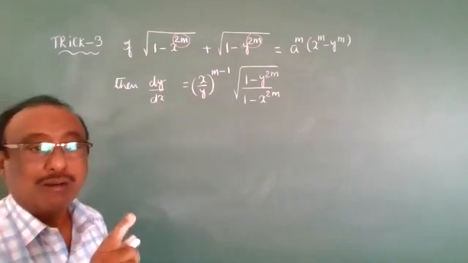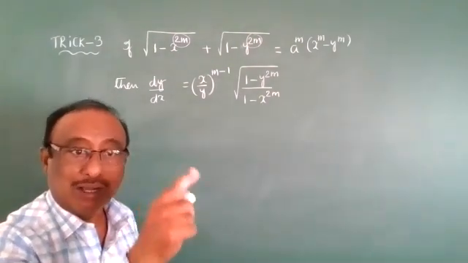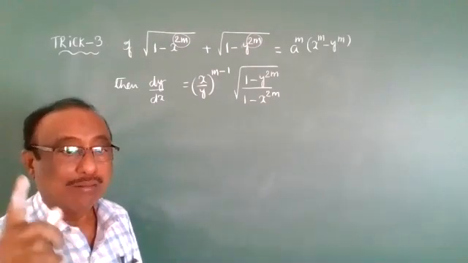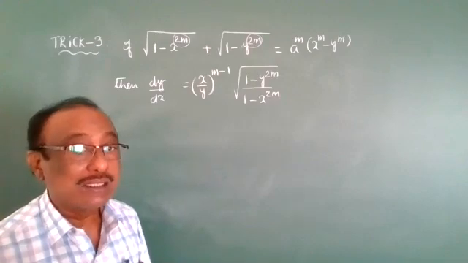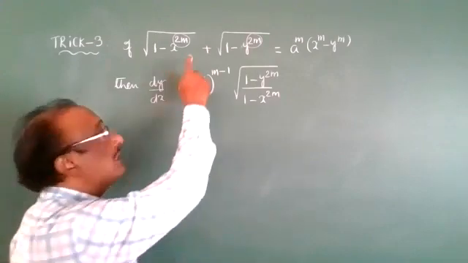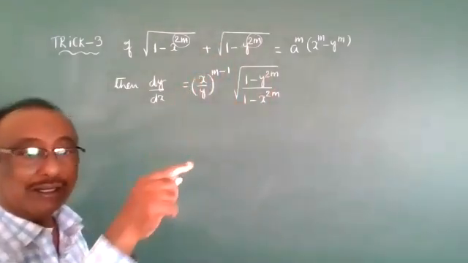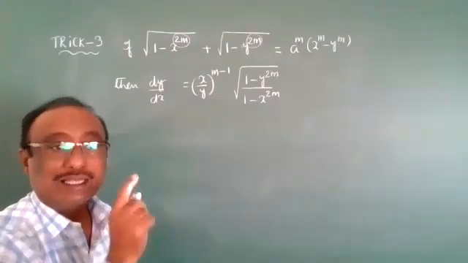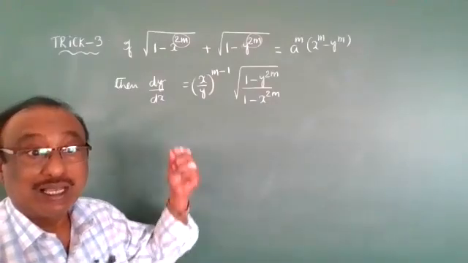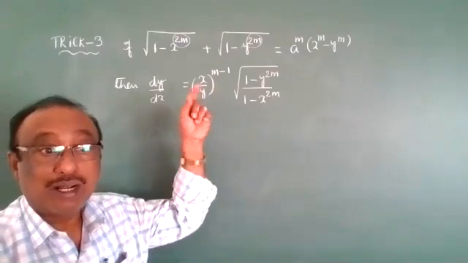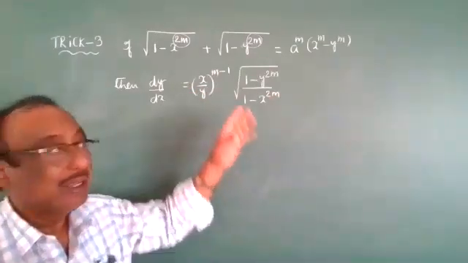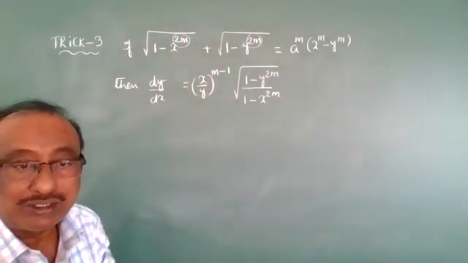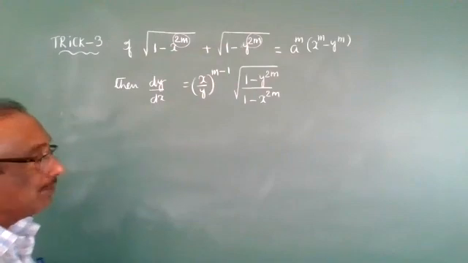So root over 1 minus x power of some power, plus the same power in y, root over 1 minus the same power, equal to some constant. Given x power is half, x power also half, y power also half, the answer is dy by dx equals (x by y) whole power of half minus 1, times this term by this term. This term by this term is a simple notation. Okay, now what type of problems are there?